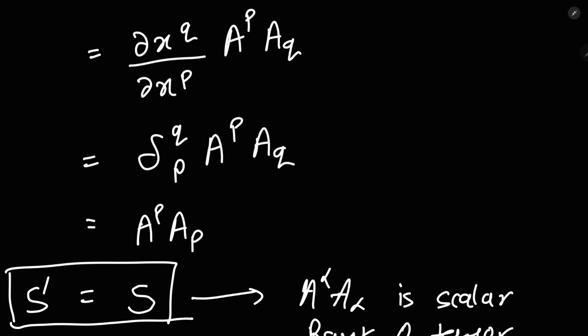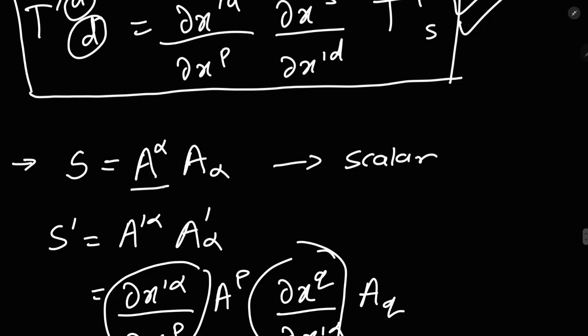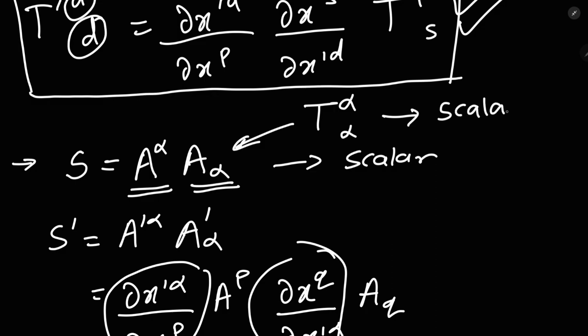You can also think of this quantity over here as a direct product between two tensors, so the resultant quantity is a tensor, and we have these two indices contracted, so the resultant will be a scalar, a rank 0 tensor.